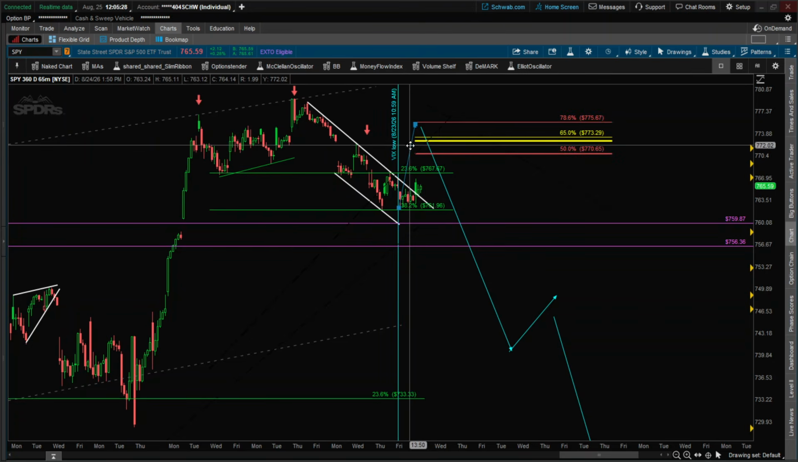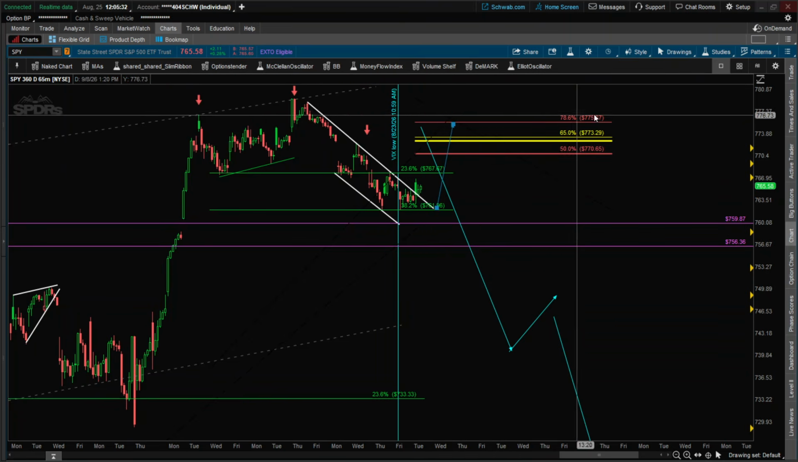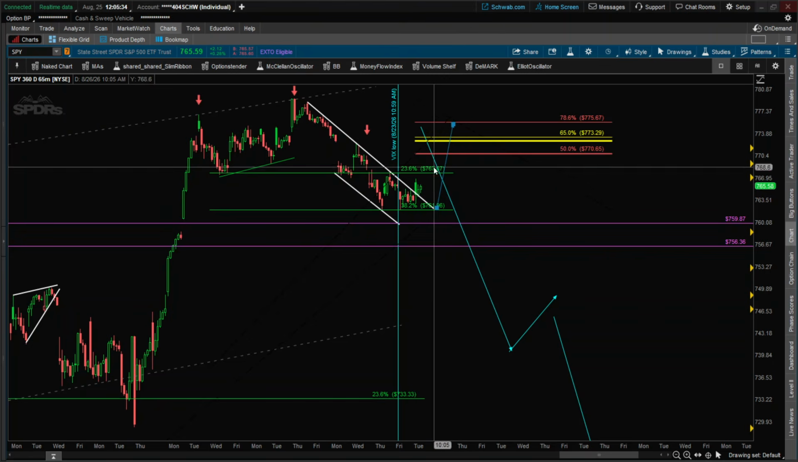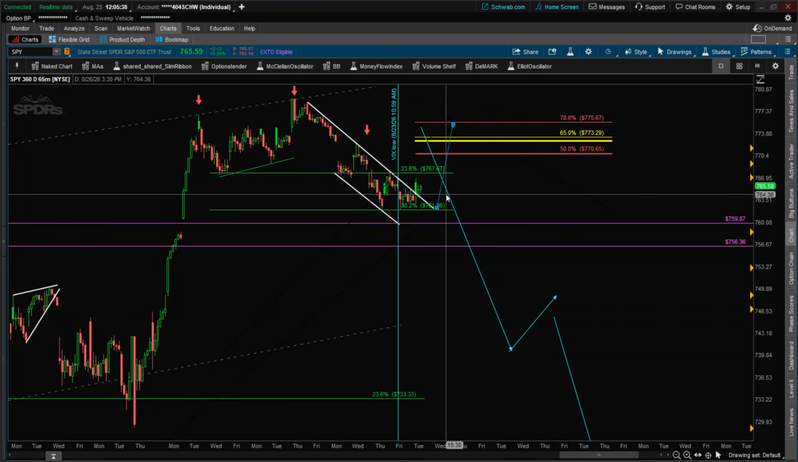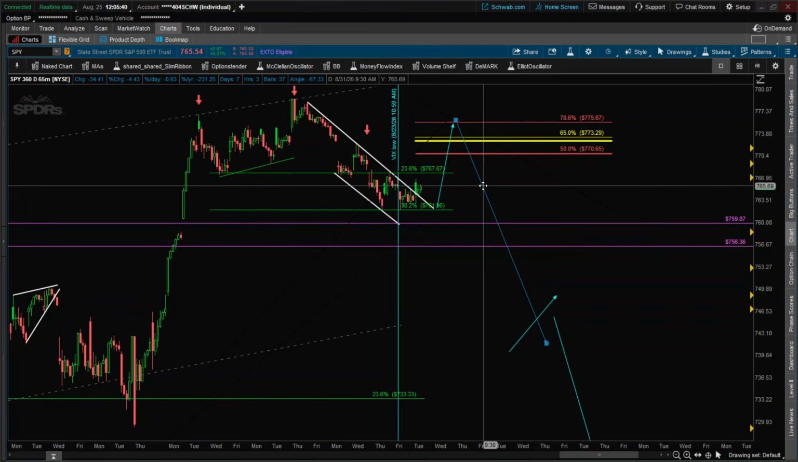We'll move it over. We'll adjust this a little bit. Some projections here for you. I think we'll get to the 775. I think the easy trade is pretty much getting to the 775, at least for a bounce.